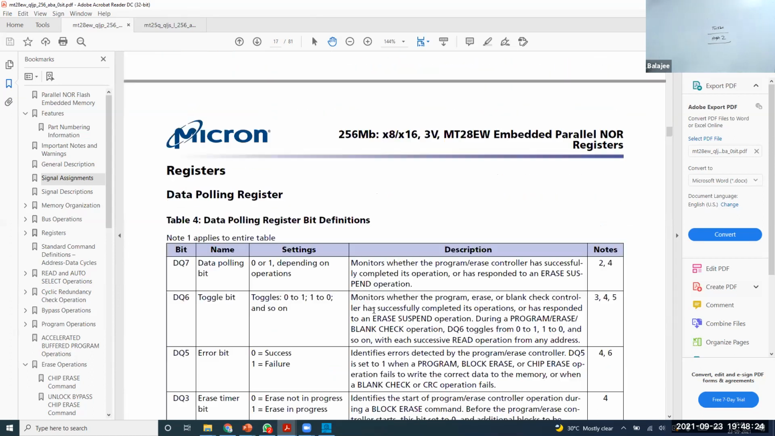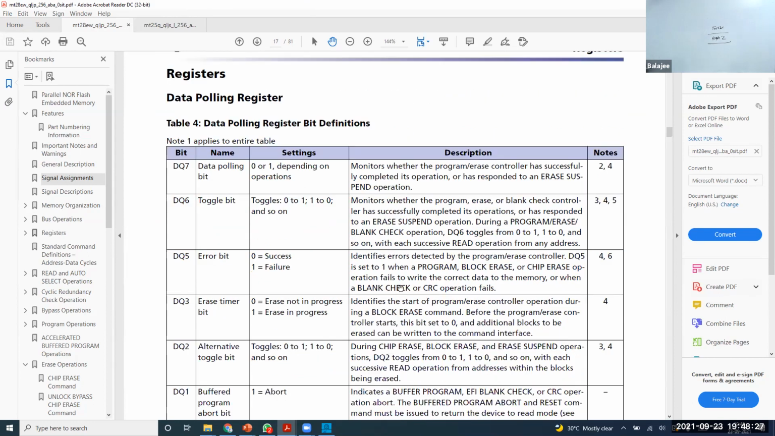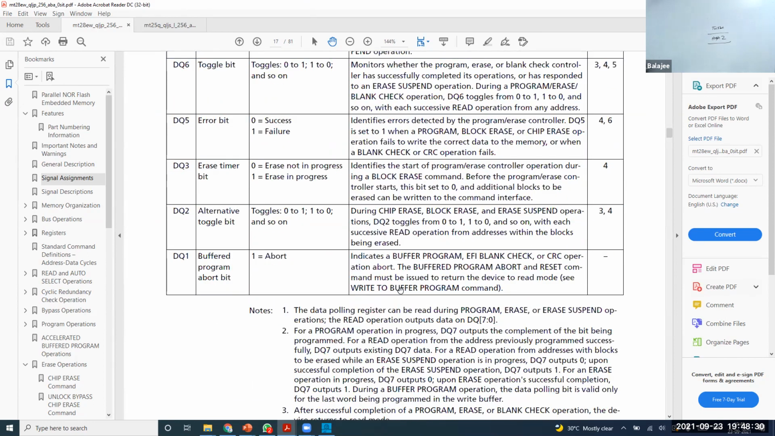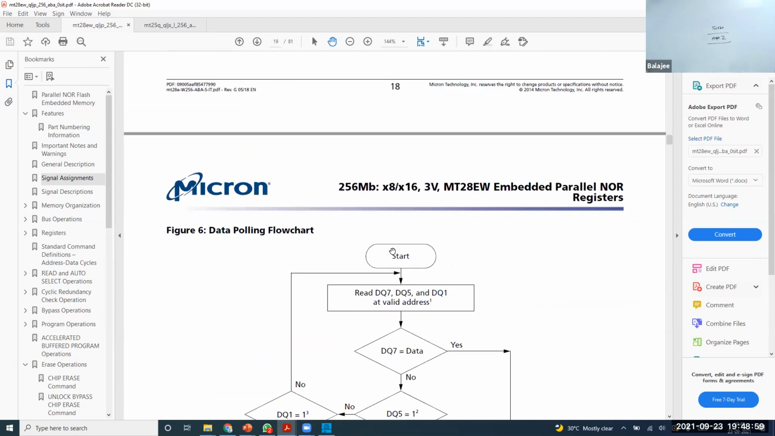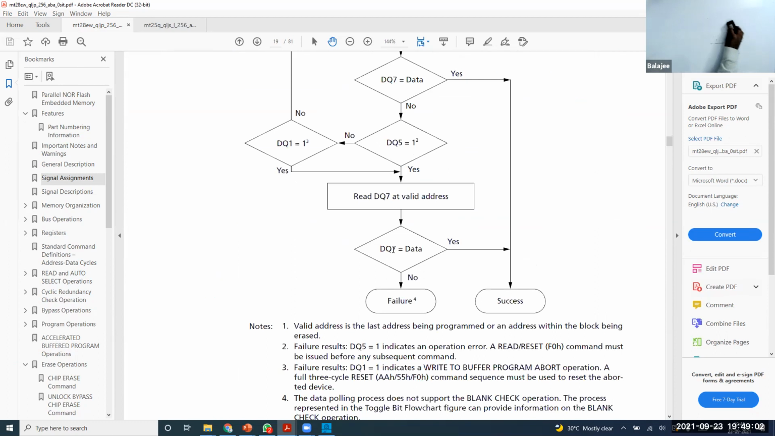How do I do that? See here, this is the trick. Program operation: set any address, DQ should be low, and DQ6 toggles. Then that device understands this is programming. Blank check, all the operations you are supposed to do are given here.